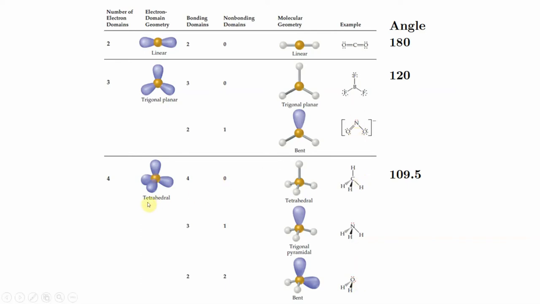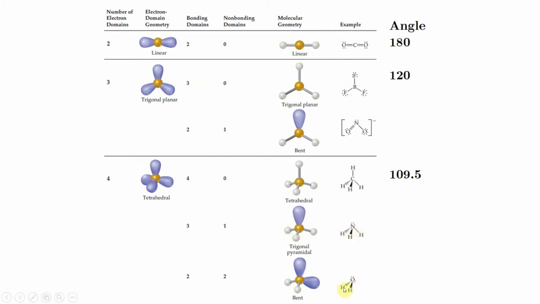If I have 4 bonding domains, I can split this into 4 and 0. 4 and 0 is tetrahedral, like we already showed. If I'm missing one of the atoms, as in it's going to be a non-bonding pair, this is going to push the other 3 down. So in the case of ammonia, this is what happens. Ammonia is not going to be this linear thing. It's going to have 1, 2, and 3 going down.